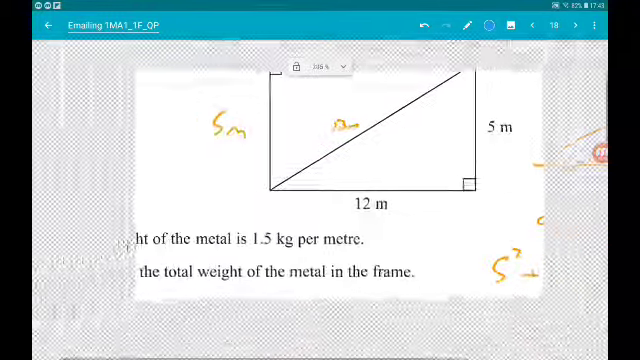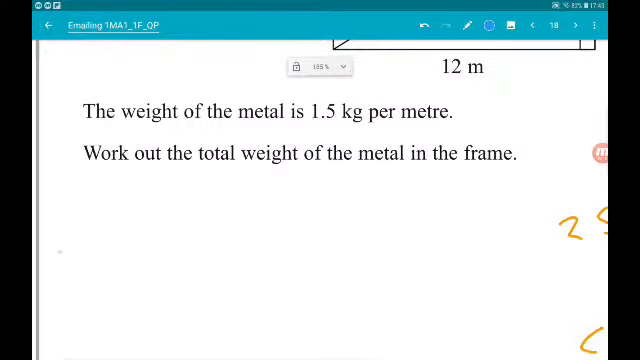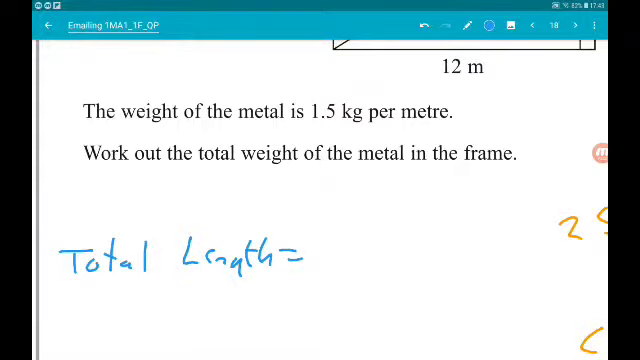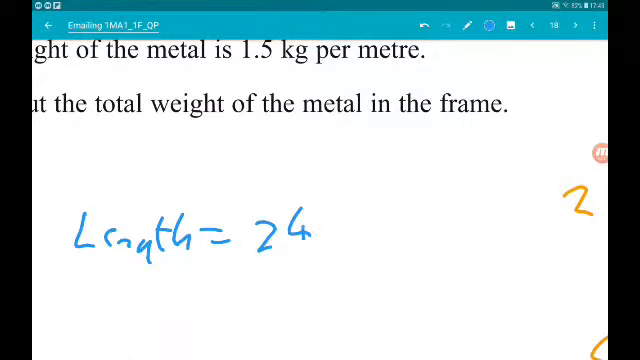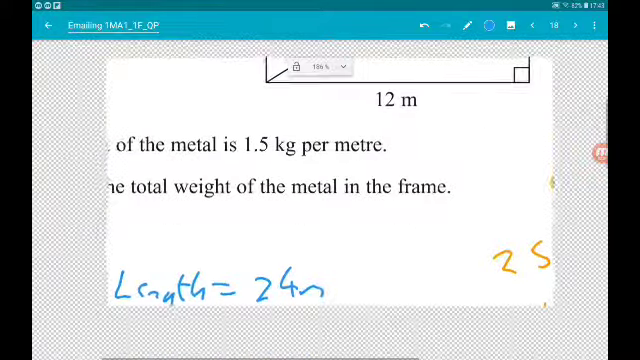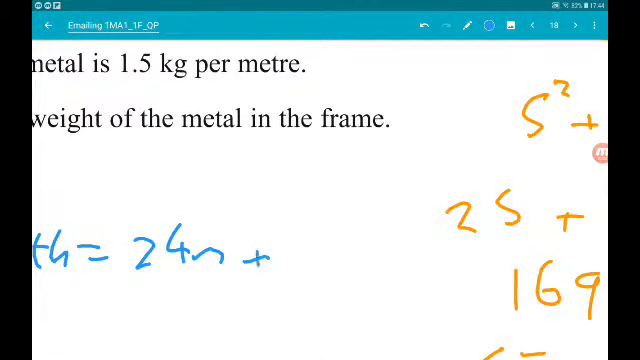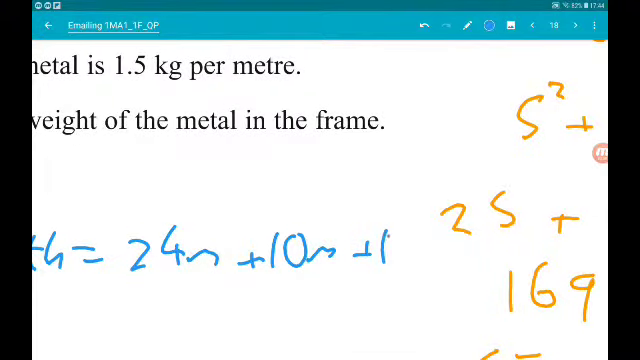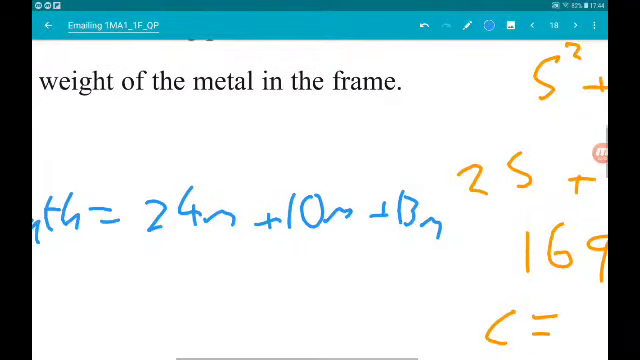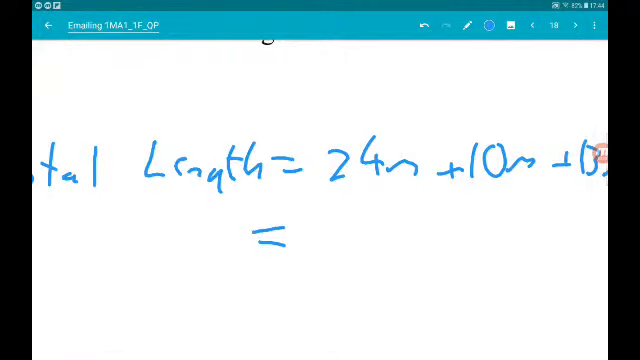now we can work out the total length. So it's 2 times 12, that's 24. Add 2 times 5, which is 10. Add 13. So that's 24 add 10 is 34, add 13 is 47 meters.